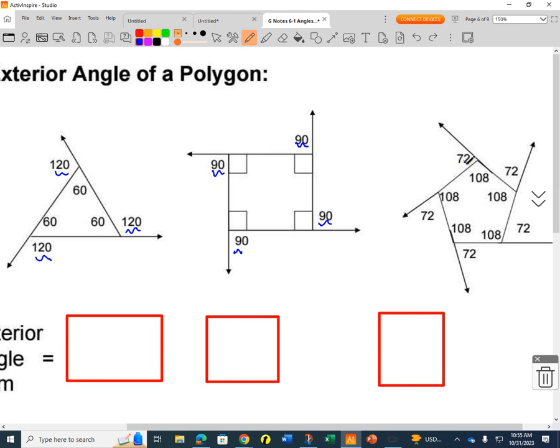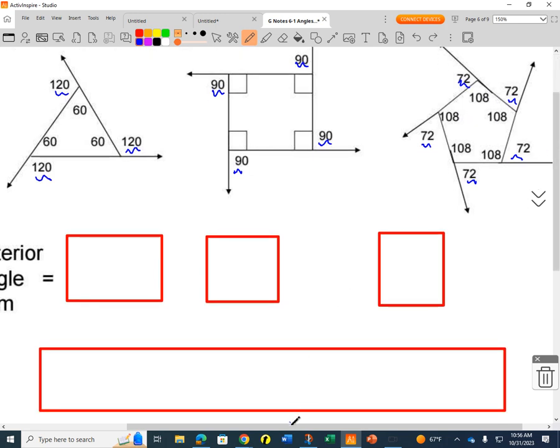Exterior angle formed by extending a side. So exterior angles here. What do you notice about their exterior angle and the interior angle that's adjacent to it? That's true, but I'm asking, what relationship do the exterior angle and the interior angle have, Tyron? They make 180. They're supplementary, right? 120 and 60 is 180. 90 and 90 is 180. 72 and 108 is 180.